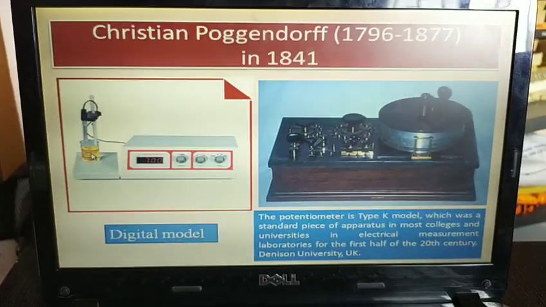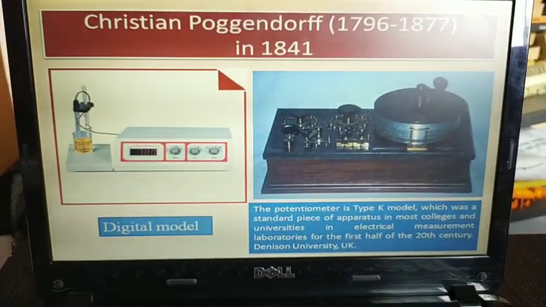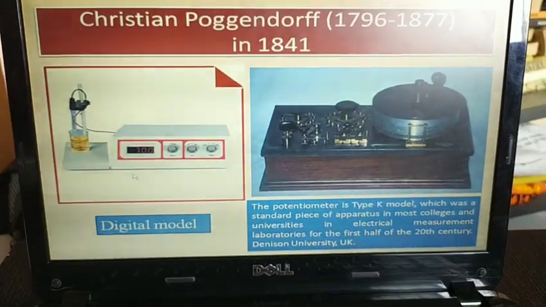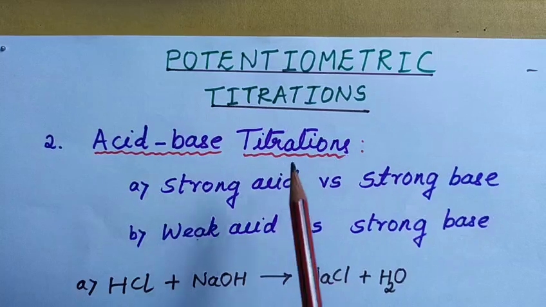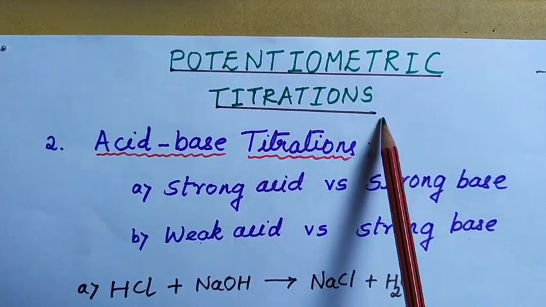Dip the electrodes in the unknown solution. The potential developed at the electrode is displayed in the form of a digital reading. Even acid-base titrations can also be carried out using a potentiometer.